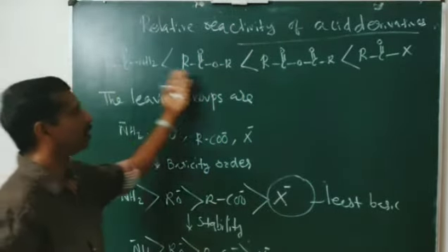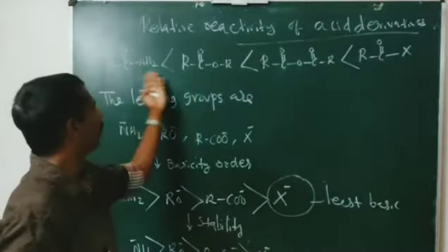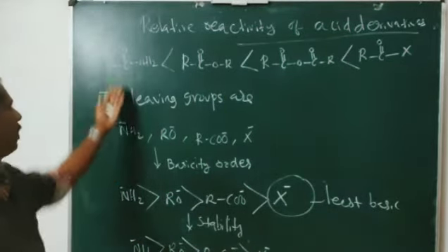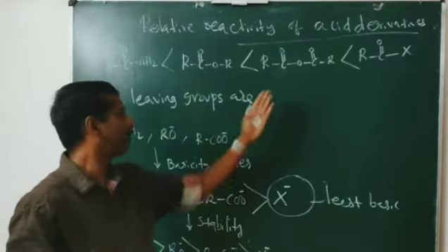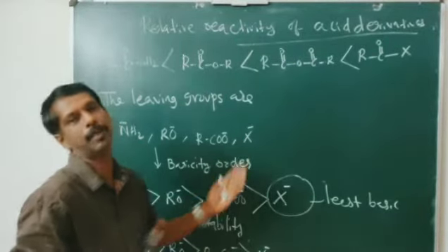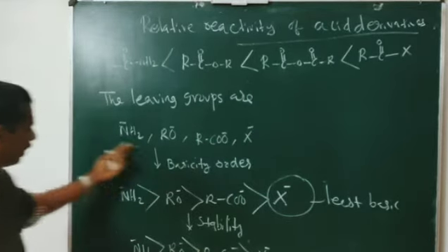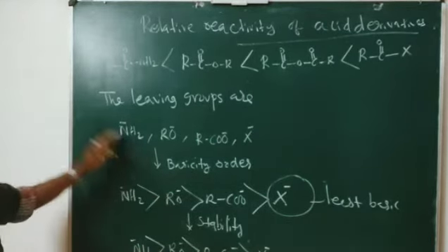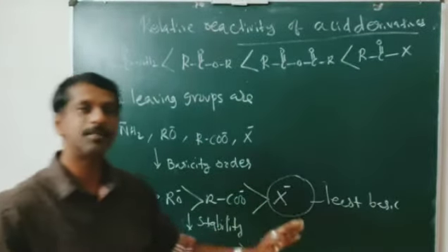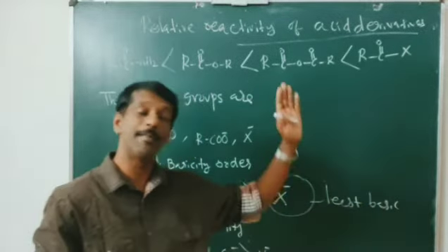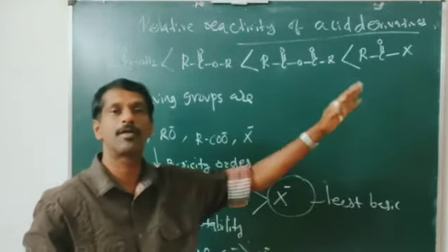We can see that the most reactive is RCOCl or RCOX, because from all these acid derivatives, the leaving groups are NH2 minus from amide, RO minus from ester, RCOO minus from anhydride, and X minus from acid halide. The most basic is NH2 minus and the least basic is X minus. When the group is least basic, its leaving ability will be more. That means X minus is a better leaving group, so RCOX will undergo immediate reaction.